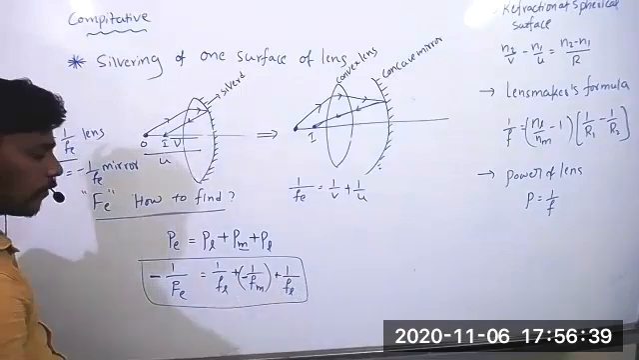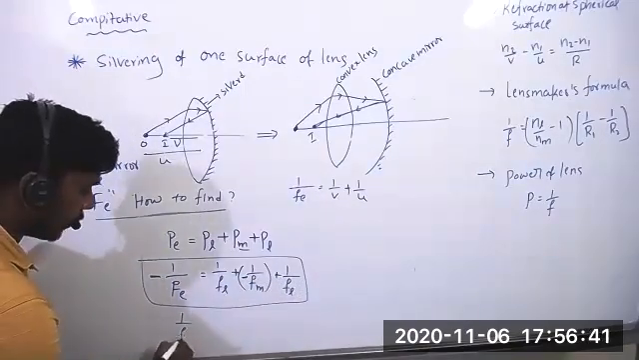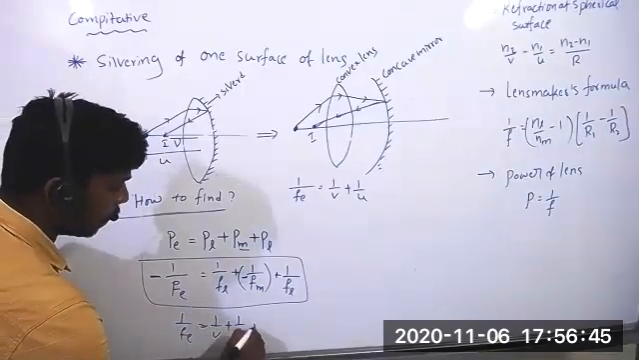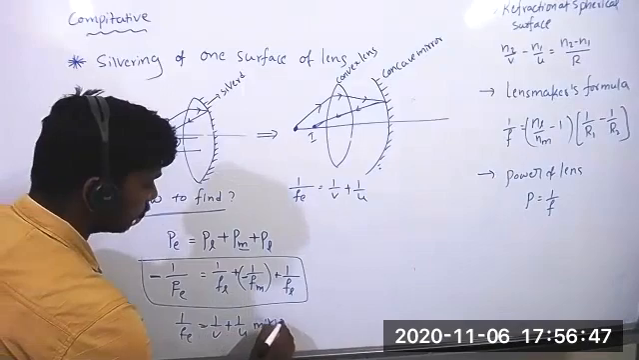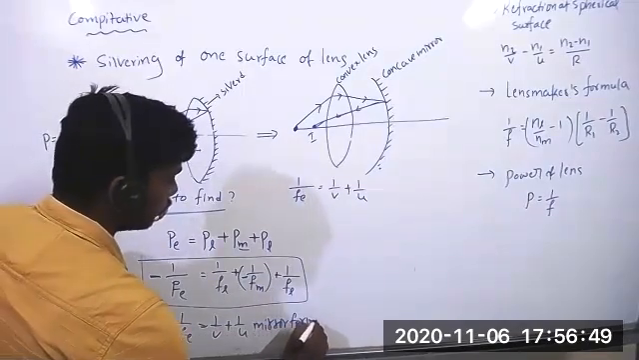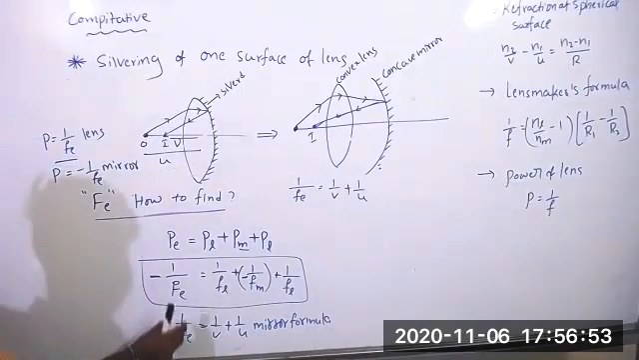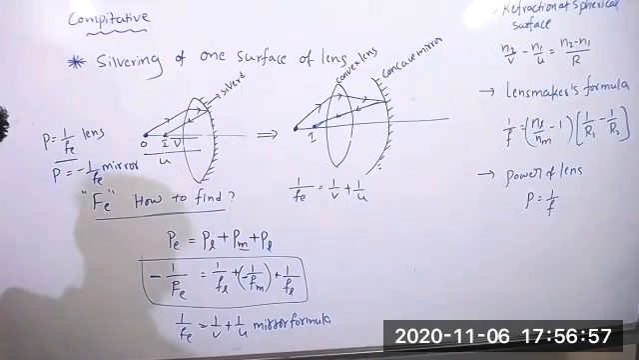After getting F equivalent, then 1 by F equivalent equals 1 by V plus 1 by U. The mirror formula we have to use. That Fe you will substitute here. Object distance obviously they will give. Then we can find the image distance.